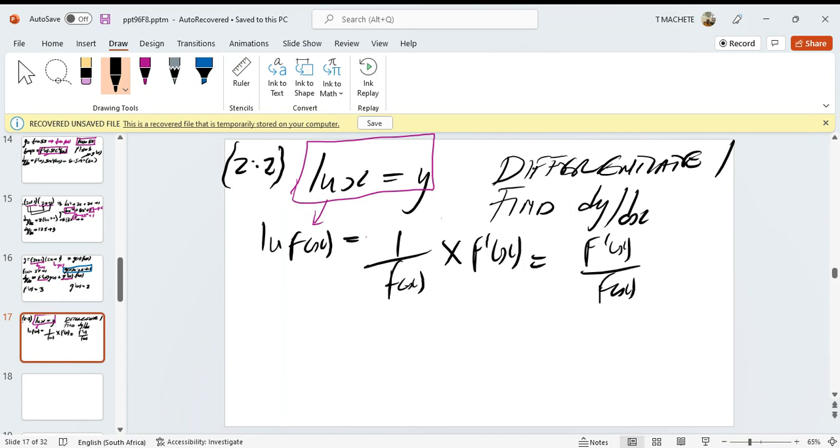So this is what you're gonna do. You're gonna take your f of x. What is your f of x from this question? What is your f of x? Anyone?